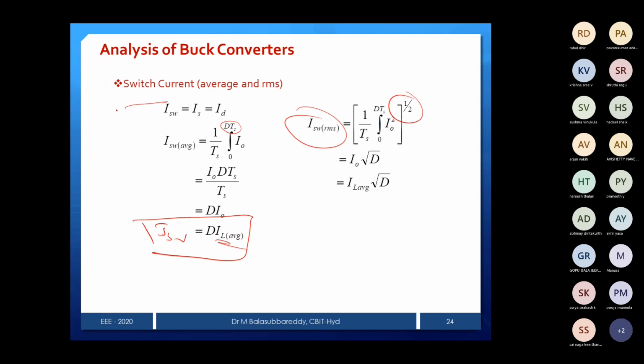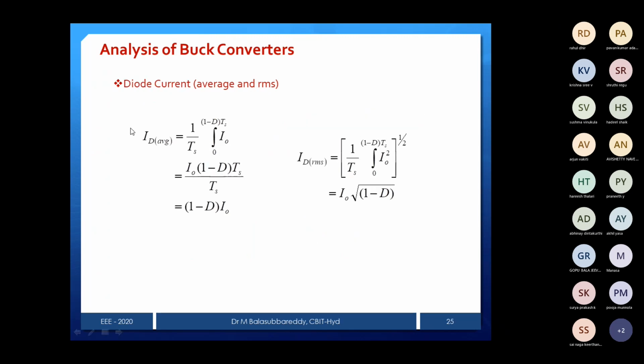This is the switch or a chopper. Same thing, diode if I want. What will you do? The limits will change to the off duration. What is off? (1 minus D) into Ts. So you can use that, and we'll get it as a diode.